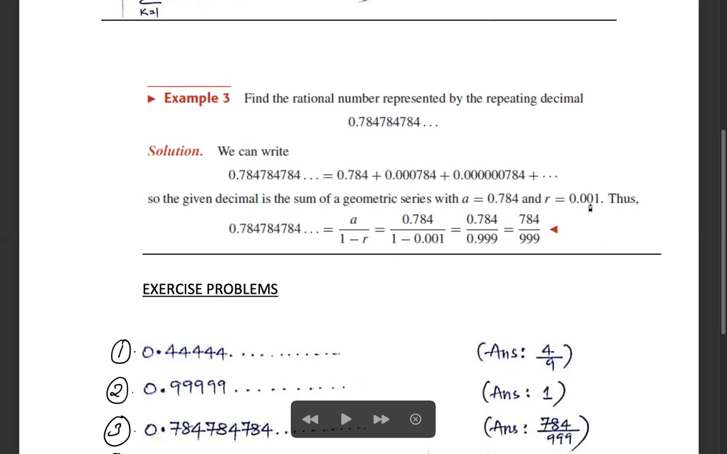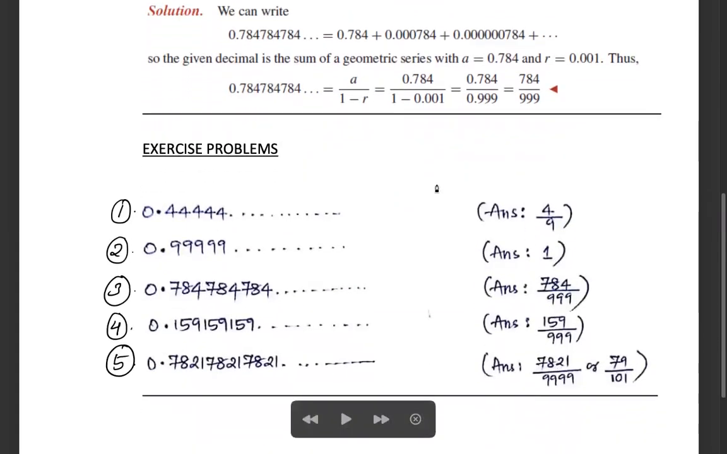The common ratio is equal to 0.001. It is a geometric series with initial term A equal to 0.784 and common ratio equal to 0.001. Thus the sum of the series, 0.784 etc., can be written as A by 1 minus R, which is 0.784 divided by 1 minus 0.001, which is 0.784 divided by 0.999, equal to 784 divided by 999. So this is the rational number represented by the repeating decimal: 784 divided by 999. Similarly, we can do this as an exercise problem.